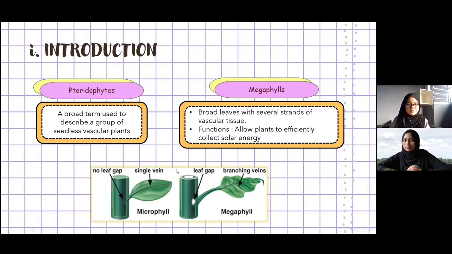So this is the difference between microphyll and megaphyll. If we look here, the leaves of microphyll only have a single vein, but the leaf of megaphyll has branching veins. Another difference is that there is no leaf gap in microphyll, and there is a leaf gap in megaphyll. So these are the differences between microphyll and megaphyll.